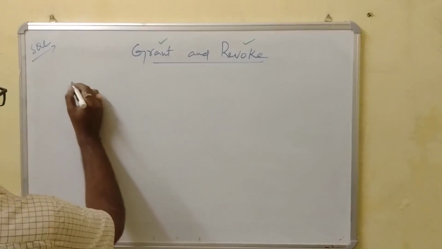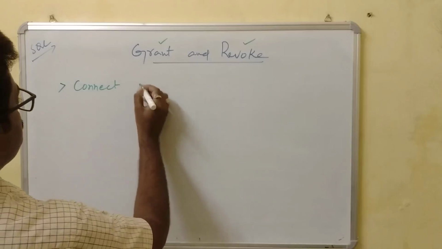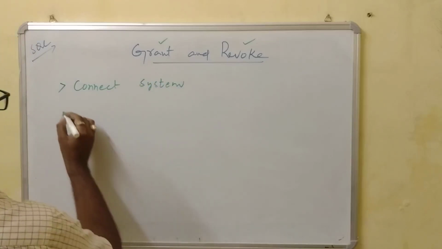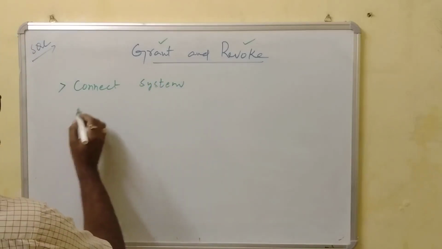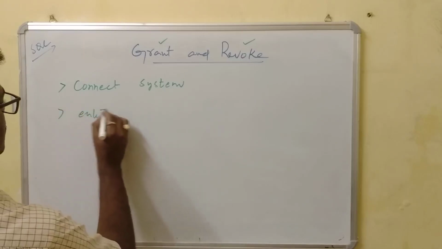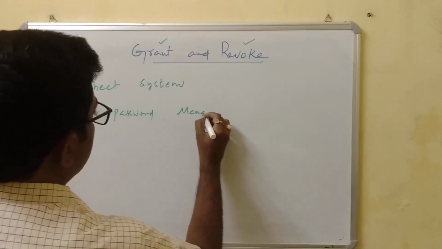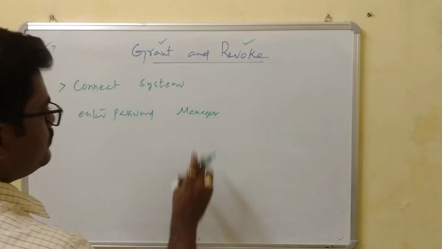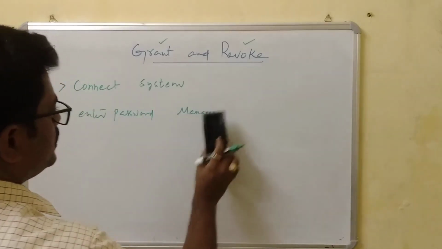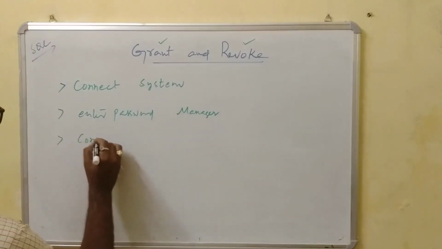Before granting, first of all we need to connect to the database. Connect. I hope you all know the common username and password. Connect to the system, and it will ask you to enter the password. The general password we are using is manager. This will not be visible on the SQL command line prompt, but you need to type the password. Once you have done this, the system will be connected.